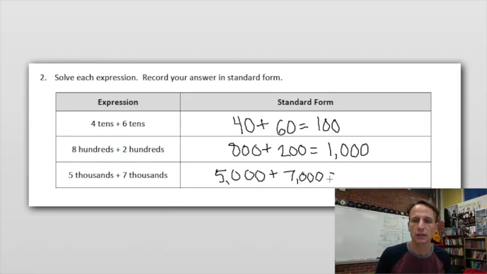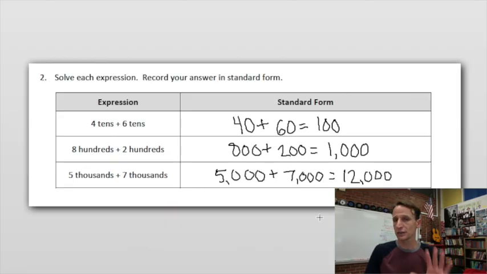And so instead of thousands, think of things. 5 thousands plus 7 thousands. We could think of 5 things and 7 things. 12 things, 12 thousands. 12, and where we say thousand, that's where we place our comma. No hundreds, no tens, no ones.